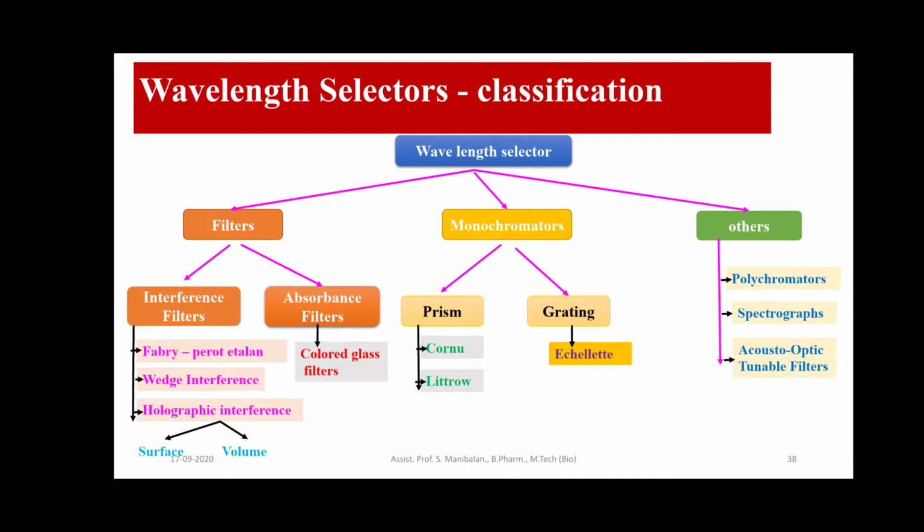Prism we already know, that is a triangular crystal. We can use it for refraction or reflection of the light waves, right? We can get VIBGYOR by using a prism. For example, the Cornu prism and the Littrow prism. These are two different prisms we use as monochromators.